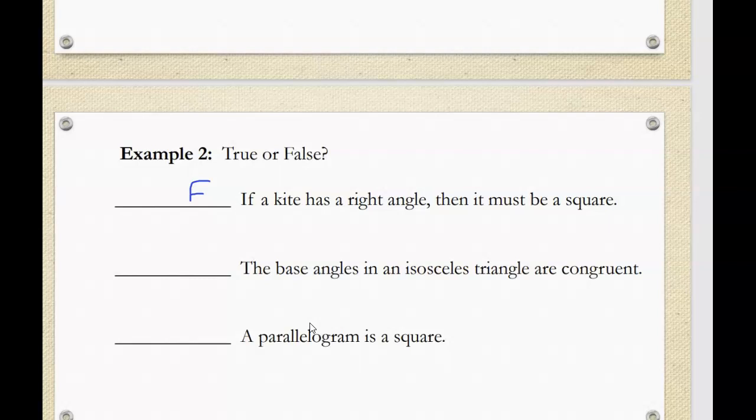The base angles in an isosceles triangle are congruent. That is going to be true. And a parallelogram is a square. That is false, because not all parallelograms are squares. They can be rectangles.